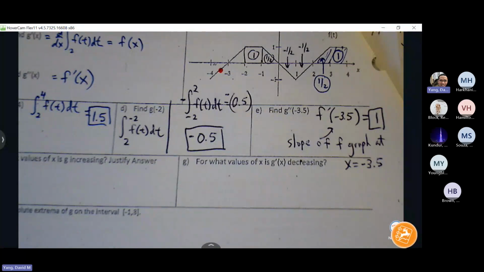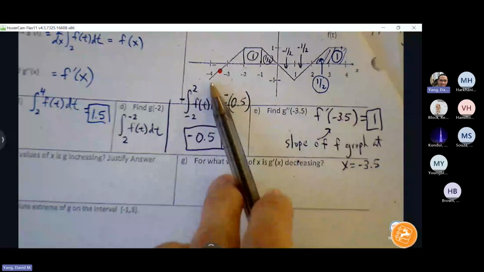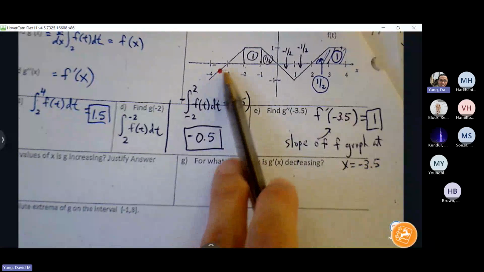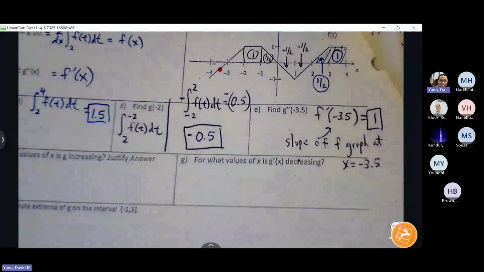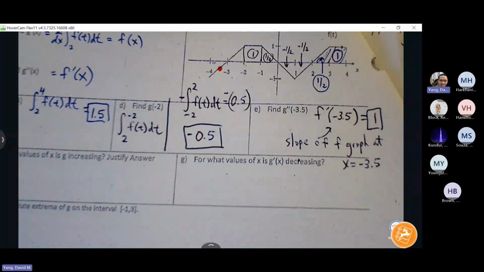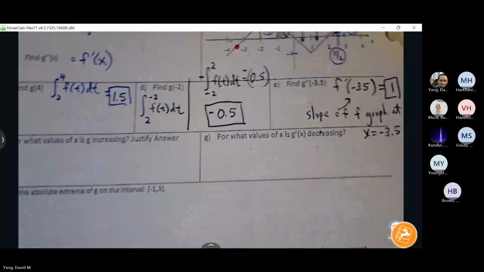Wait, how do you get the slope of 1? I use these 2 points here. You can use these 2 points as well. Any 2 points that you can easily identify on the line, you can just do rise over run. So you'd use like -2, 0, and like -3.5.